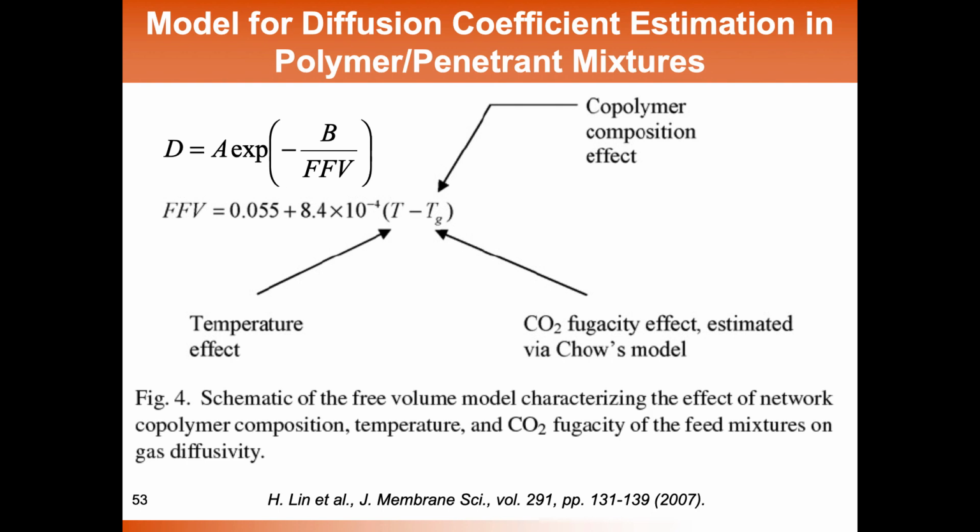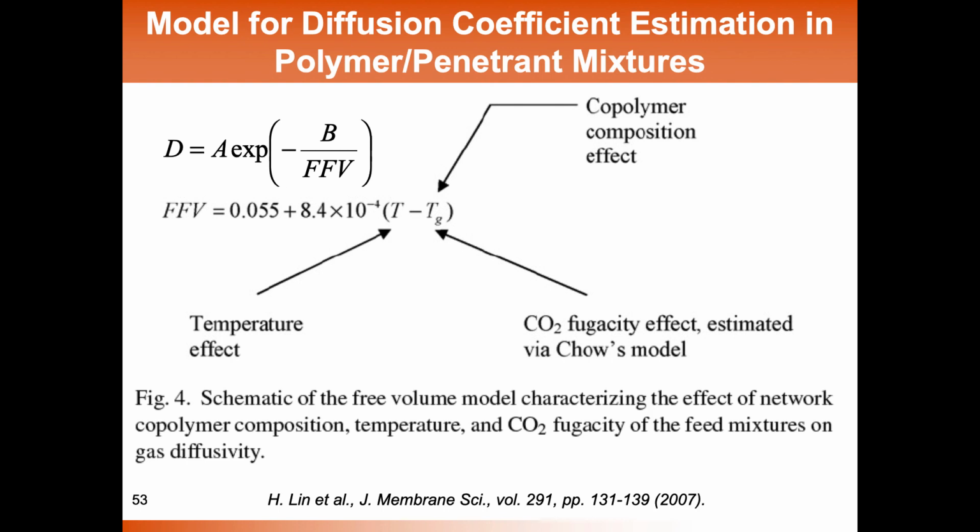But if we now look at the free volume expression for diffusion coefficients, we can measure the density in that series of copolymers I showed you just a minute ago. And from the measured density at a given temperature, like room temperature, we can calculate a free volume at that temperature. We can also calculate or measure the glass transition temperature of each of those materials. And that allows us to develop a correlation between free volume and this T minus Tg.